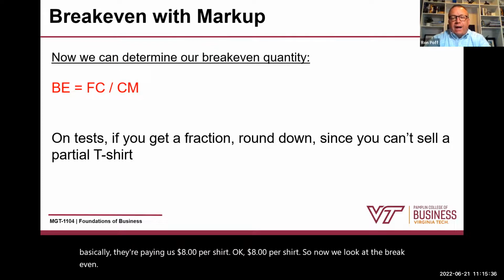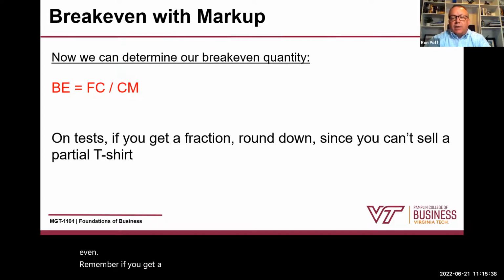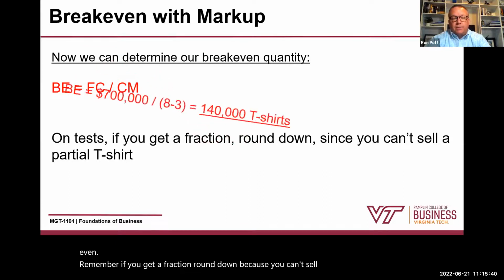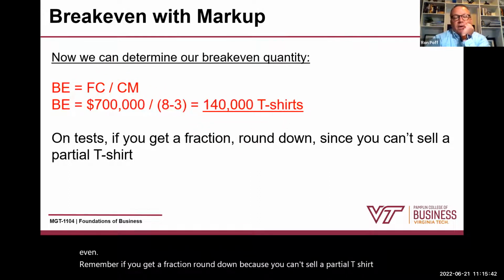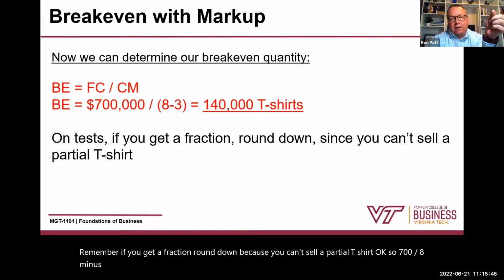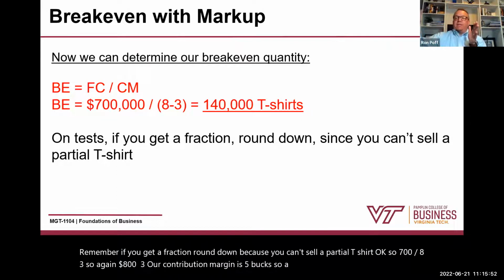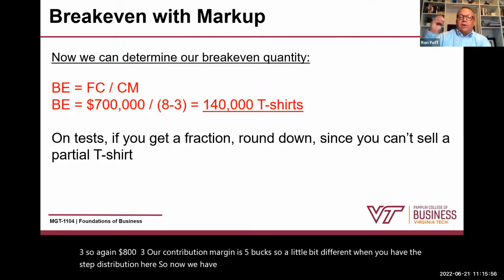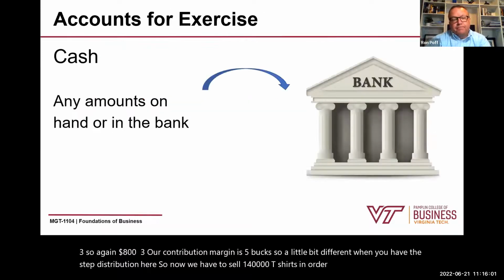Remember, if you get a fraction, round down because you can't sell a partial t-shirt, okay? So 700,000 divided by 8 minus 3. So again, $8 minus 3, our contribution margin is $5. A little bit different when you have the step distribution here. So now we have to sell 140,000 t-shirts in order to break even.